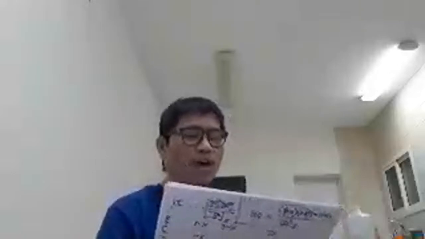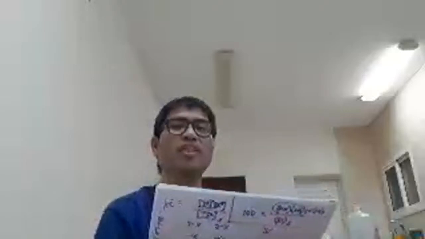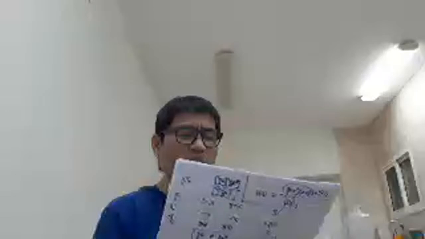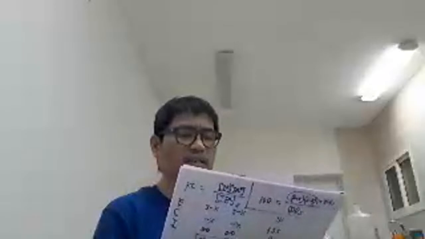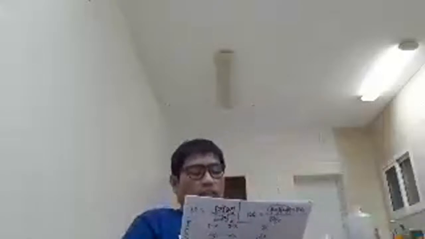A reaction mixture initially contains 0.25 molar of carbon monoxide, and 0.40 molar of oxygen gas. At equilibrium, the concentration of CO2 is 0.15. Calculate the equilibrium constant of the concentration. So our reaction will be CO plus oxygen gas, and then equal to CO2. We need to balance this one first.